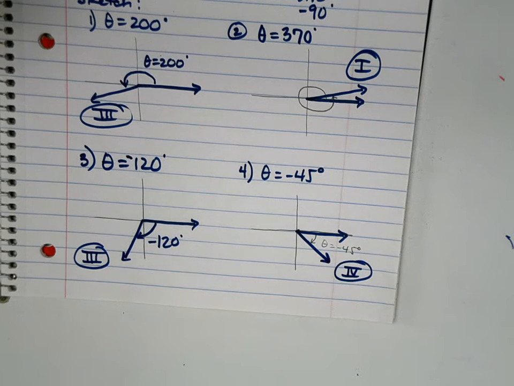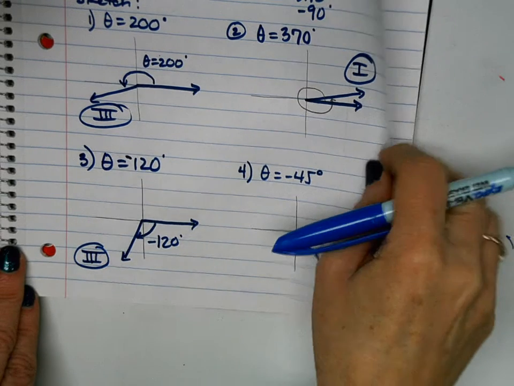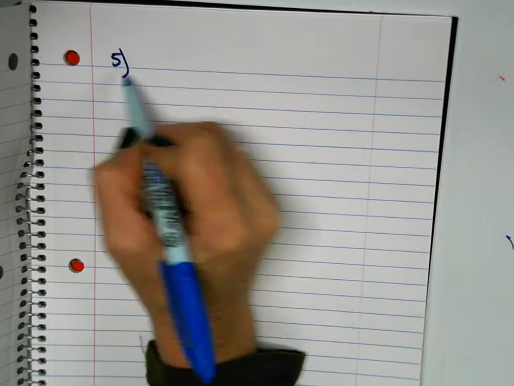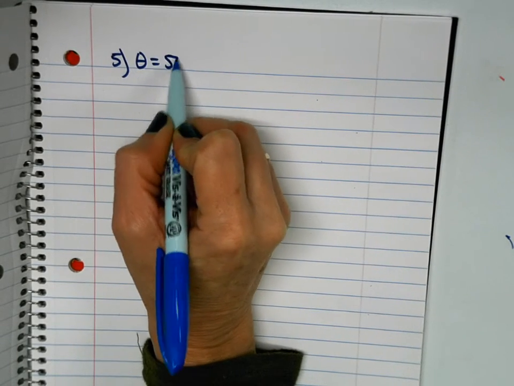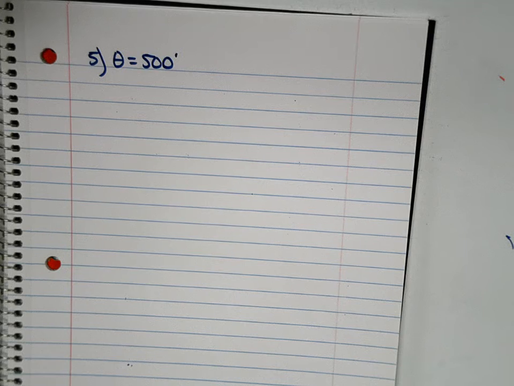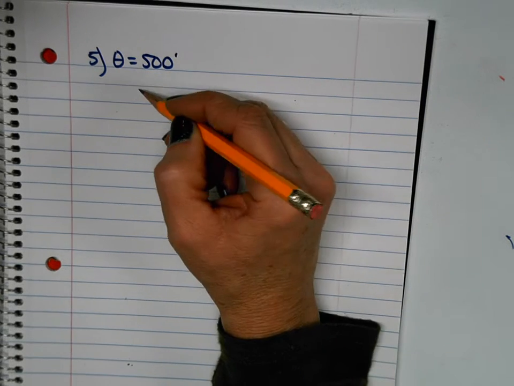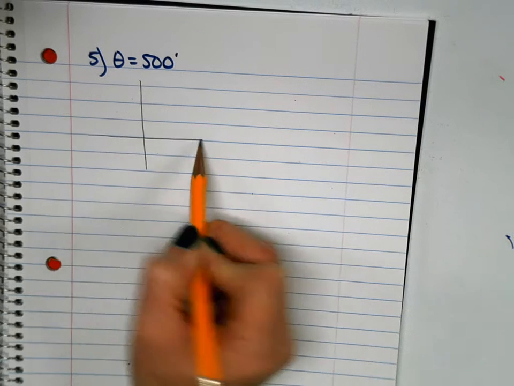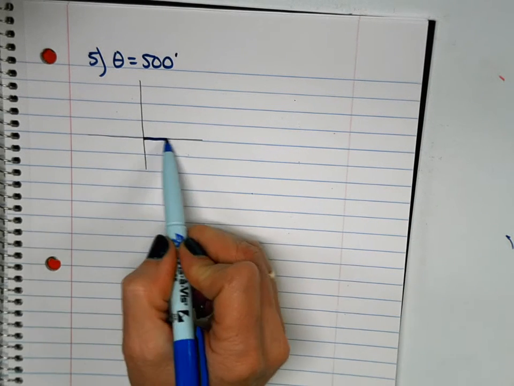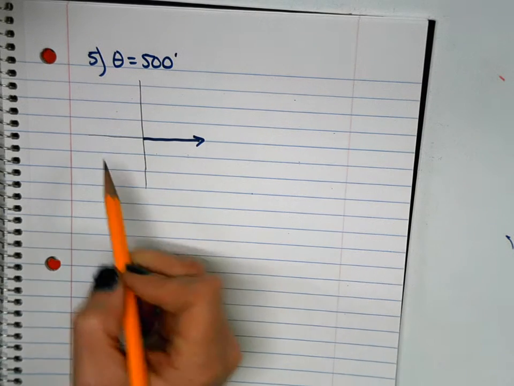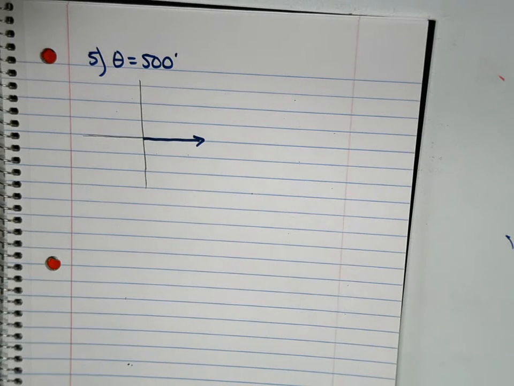Okay, I'm going to do another one that's bigger than 360. Should we do another one that's bigger than 360? Let's do theta equals 500 degrees. Figure out where that would be. Okay, so set up your X and your Y axis. Start your initial side, initial ray. How would you go about doing this?